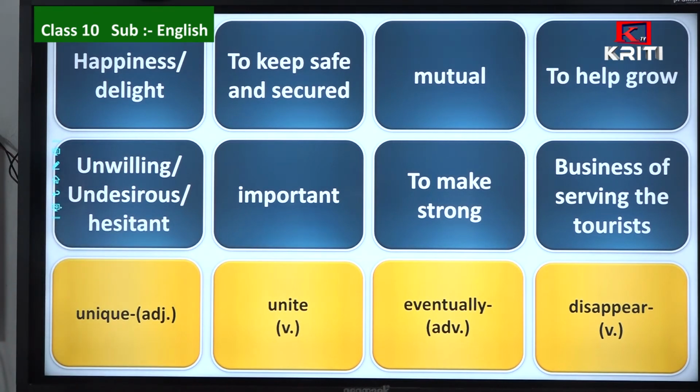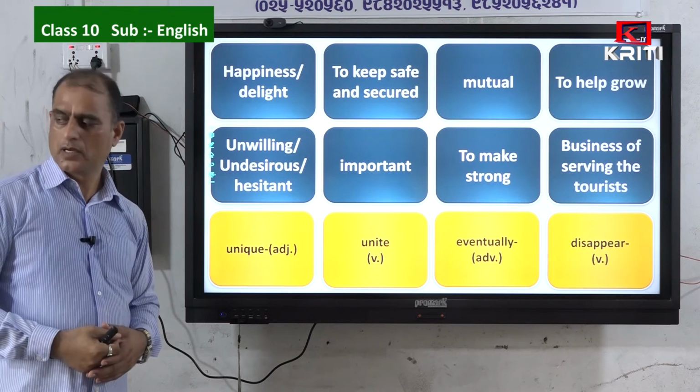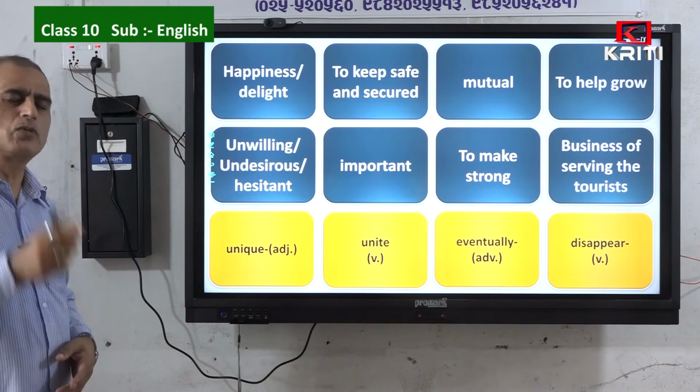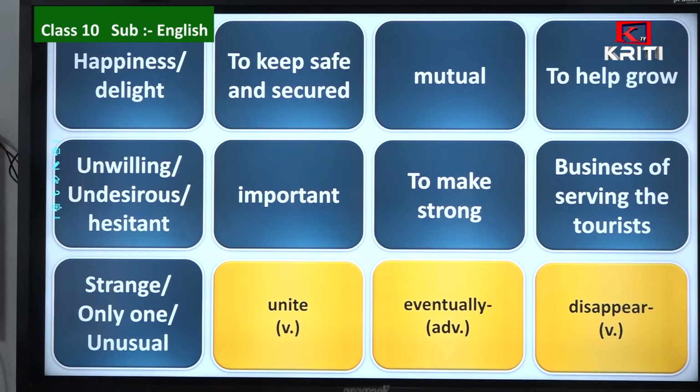Okay, I have to go with the four words now: unique, unite, eventually, and disappear. Unique. In your vicinity, I have seen that there is a hotel, Unique Hotel. What is that? Unique means one of a kind. There is only one sun in the world. It means it is unique. Strange, unusual. There is no second. That is only one. That is known as unique.